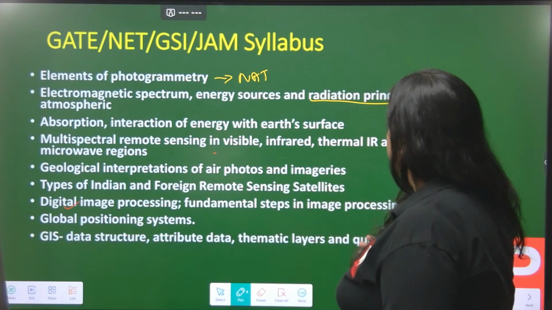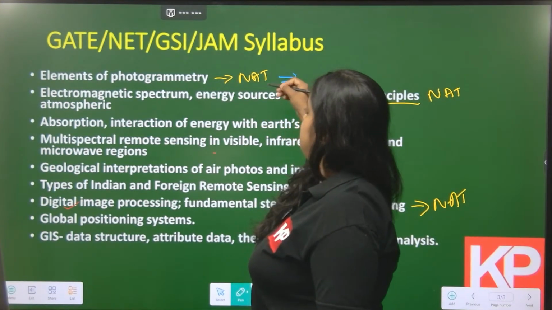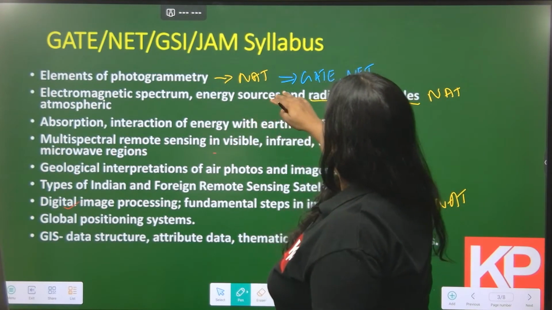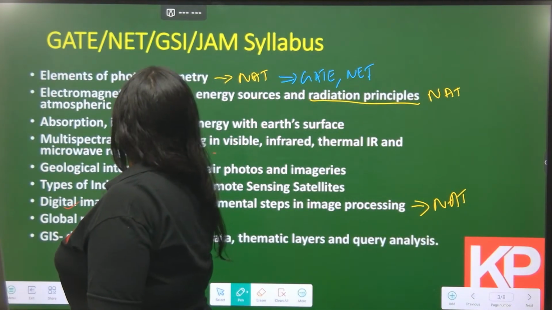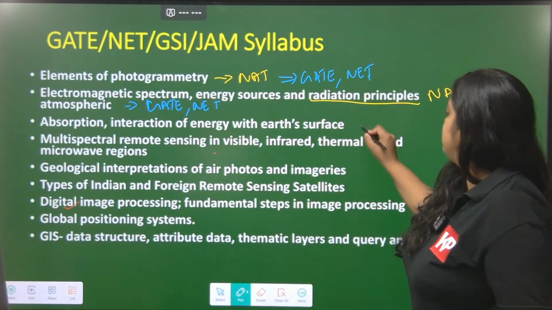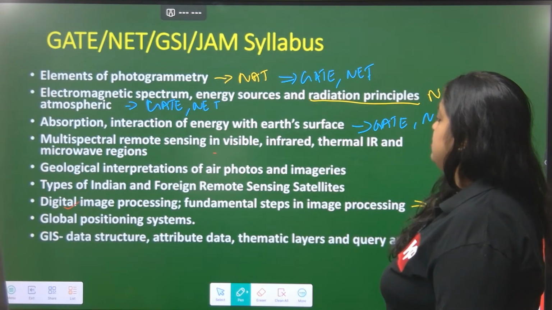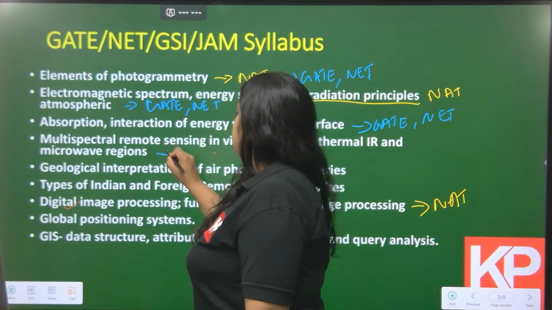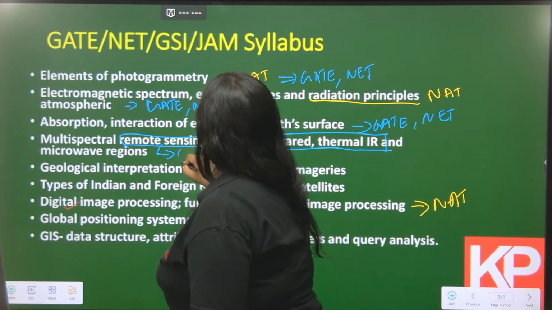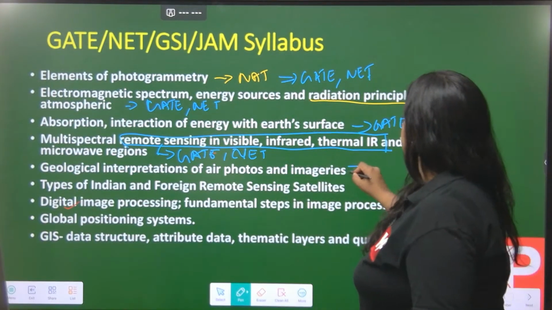Then when it comes to the importance in the GATE or NET section, over here the photogrammetry part is important for both GATE and NET examinations. Electromagnetic spectrum, energy sources and radiation principles are important for GATE and NET. Absorption, interaction of energy with Earth's surface is important in the same GATE and NET papers. Multispectral remote sensing, visible, infrared, thermal infrared and microwave region. So these first visible, infrared, thermal regions are the major important portion, and that's important in GATE and NET entrance. Geological interpretation of air photos and imageries is important for NET.